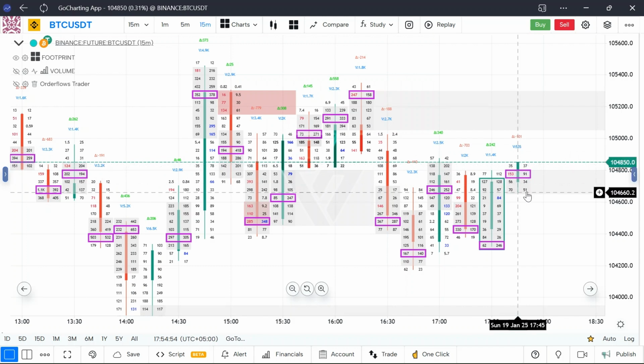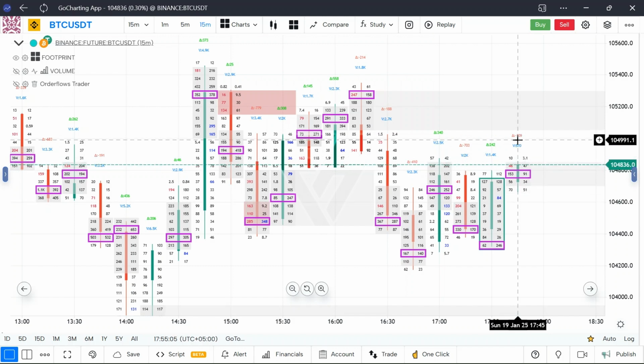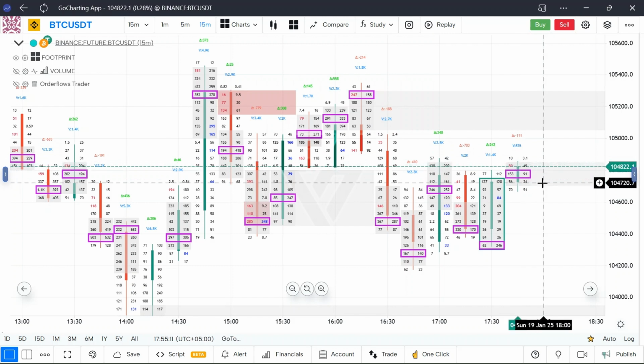On top is total volume of that candle. It's calculated by adding all bids and asks of that candle to each other. Then we have total delta of that candle. It's calculated by subtracting bids from asks, or market buys minus market sells in that candle.